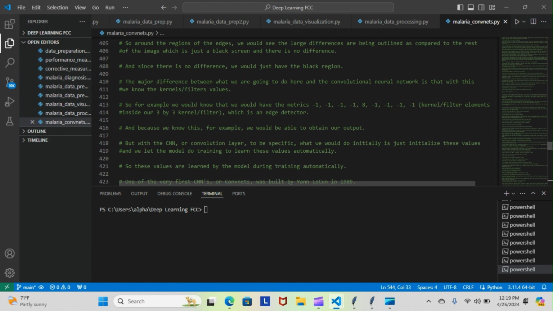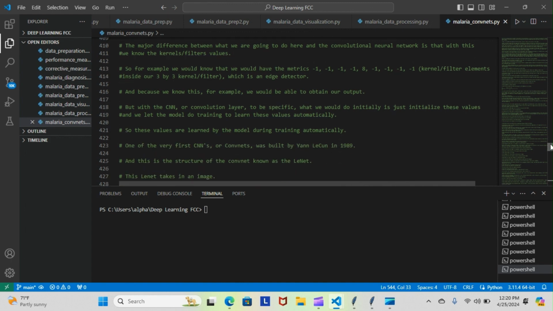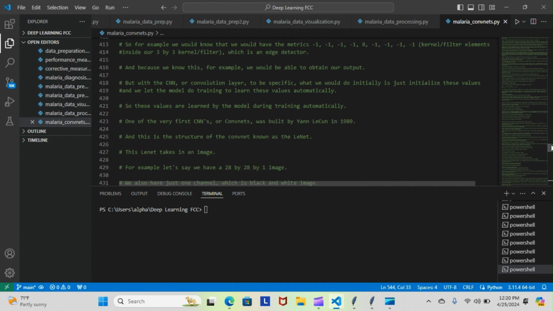The major difference between what we are going to do here and the convolutional neural network is that with this, we know the kernel filter values. So for example, we would have the matrix -1, -1, -1, 8, -1, -1, -1 as the kernel filter elements inside our 3x3 kernel filter, which is an edge detector. And because we know this, we would be able to obtain our output.